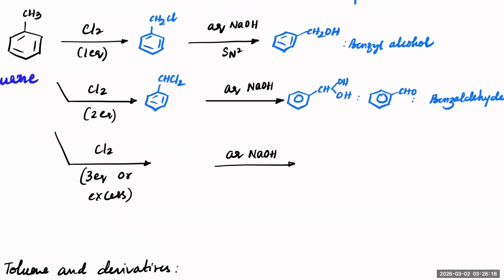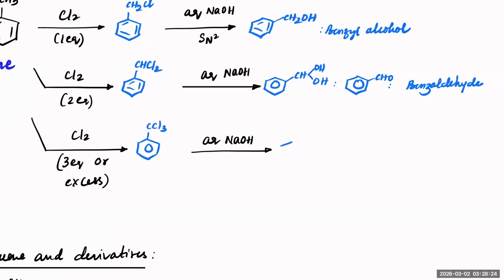Next, if you have three chlorines here, then you will be replacing all three. So CCl3, and with aqueous NaOH, all three OH replace, which will convert into benzoic acid, read as COOH. So what we get here is benzoic acid.